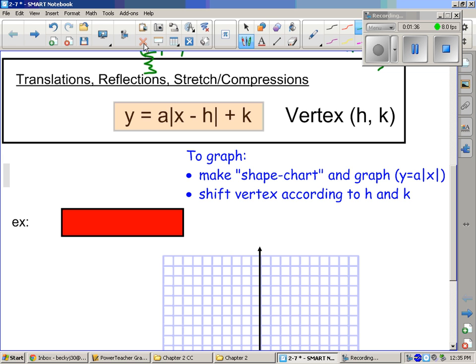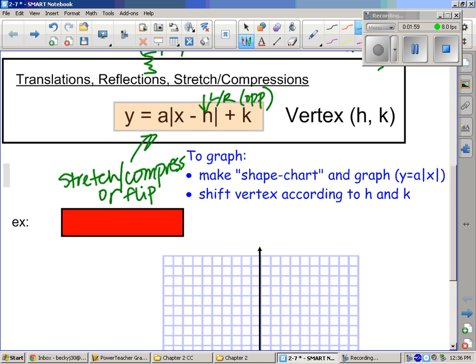All right, that a on the outside is going to stretch or compress this graph. Also, if it's ever negative, it will flip it. The number on the inside of the absolute value, we're going to call that h. That thing moves it left or right, so just a slide or a translation. And that one's actually the opposite of what you might think. If you see a plus inside of there, you're going to the left. If you see a minus, you're going to the right. And then k goes up or down.